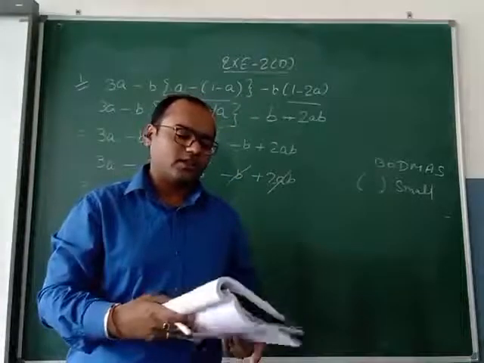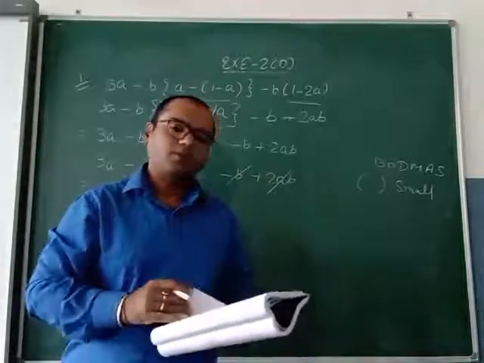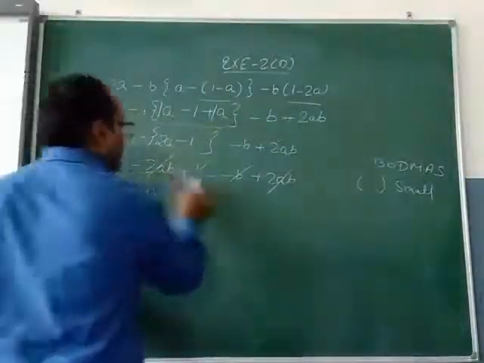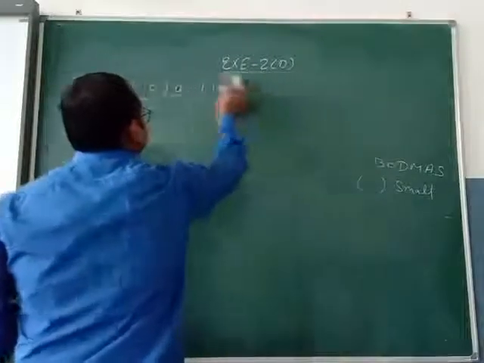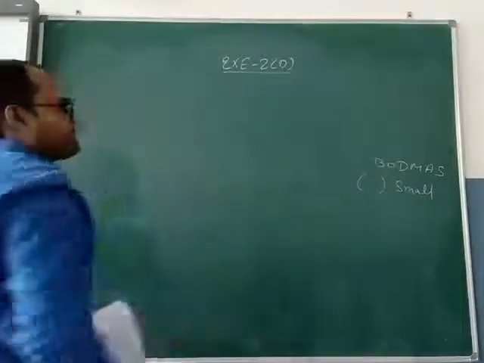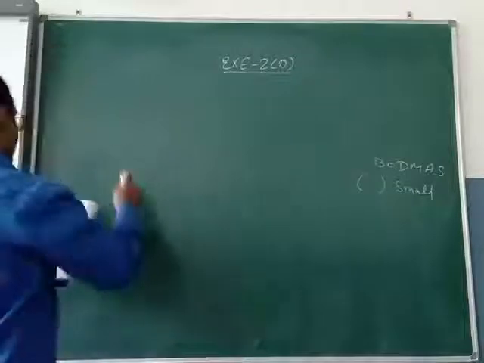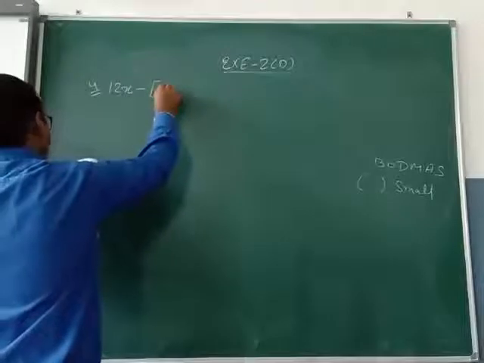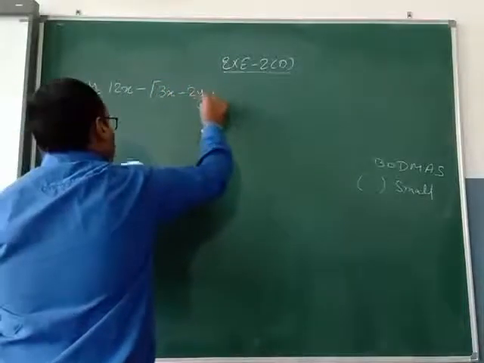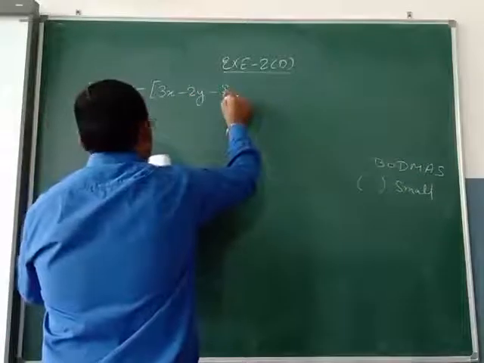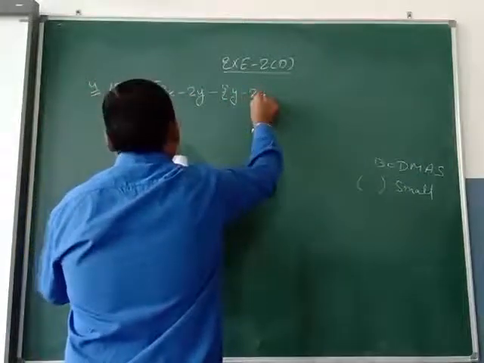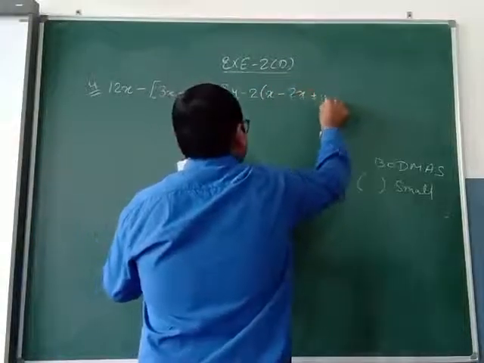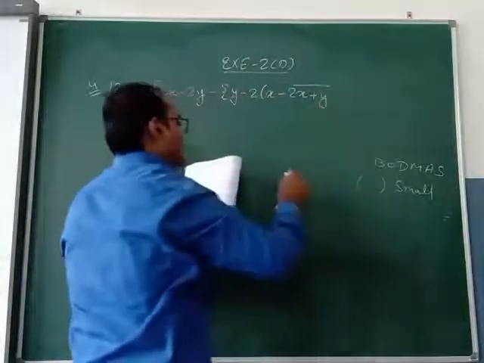Now we will do another question, the fourth question. In question 4, what do we have to do? The question is 12x minus [ 3x minus 2y minus { y minus 2 ( x minus 2x plus y ) } ]. On 2x plus y a bar is coming.